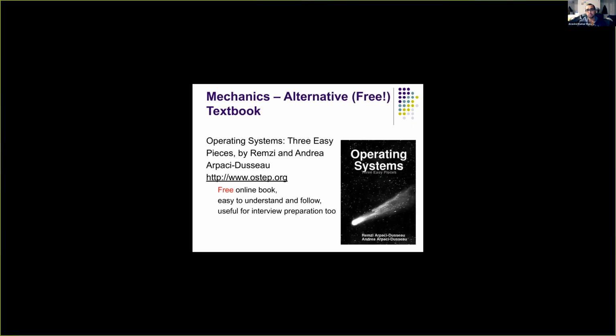There's also another book, which we call the Comet book. It is a free online book called Operating Systems: Three Easy Pieces by Remzi and Andrea. It explains things in a much more succinct way, and it's very nice to use as a refresher. However, when you're reading for the first time, it's better to use the Dinosaur Book.